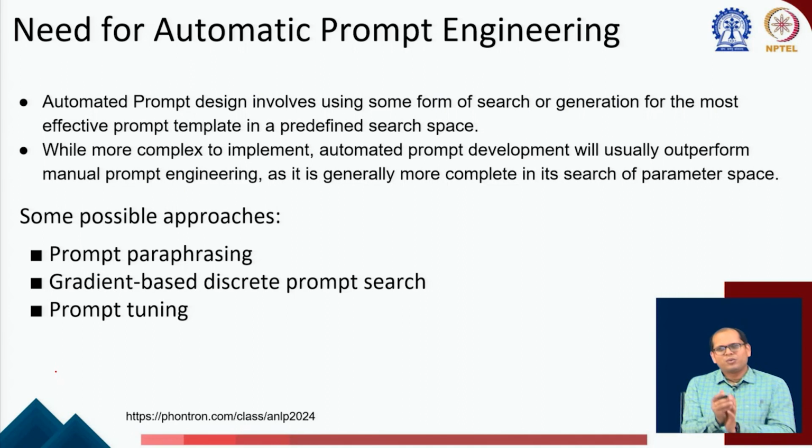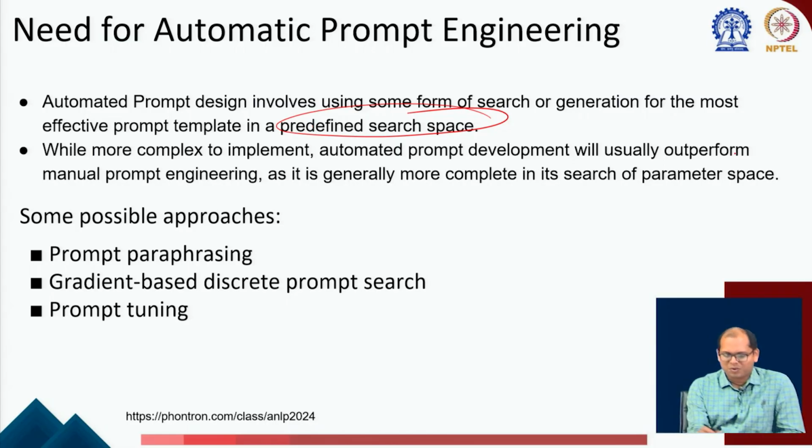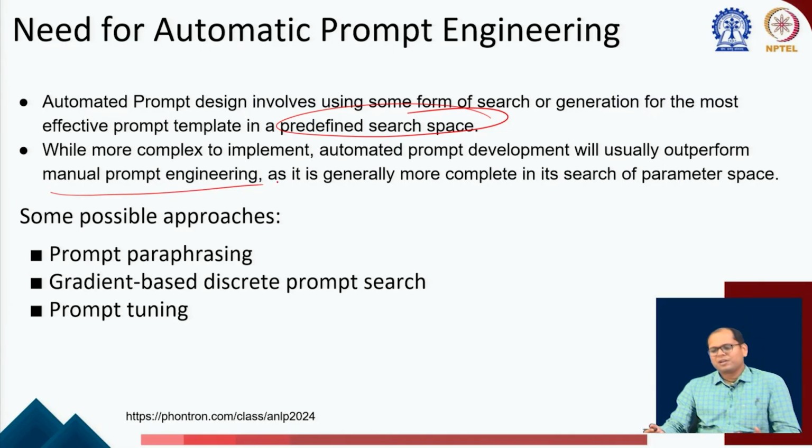So what we do in automated prompt design is try to do more search and generate more effective prompt templates in some predefined search space. This is much more complex because you now need to consider the search procedure: how do you search among different possibilities in different spaces? Generally, it has been seen that it outperforms manual prompt engineering. Why? Because you have done much more search here, and you have even seen what happens if I use this particular prompt on my final output.